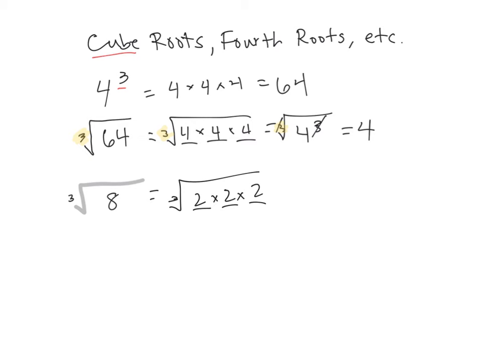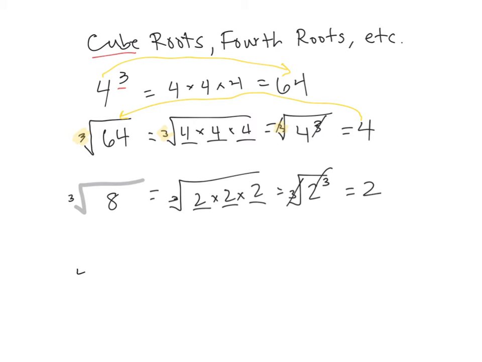2 times 2 is 4. 4 times 2 makes 8. So the cube root of 2 cubed, so again, the cube root of 8 would make 2. And you should be able to see how these things go back and forth, right? Like 4 to the power of 3 makes 64. And so then working backwards, right? The cube root of 64 would be 4. They're inverses.